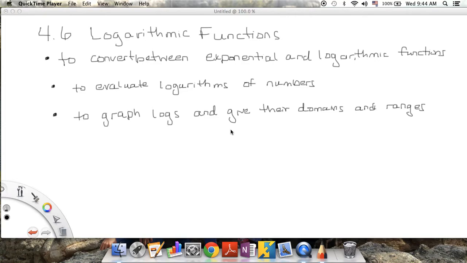So today we're going to talk about logarithmic functions. This is section 4.6 in your book. We're going to talk about converting between exponential and logarithmic functions, and we're going to evaluate logarithms of numbers. We're also going to graph those logs and give their domains and ranges. So the first thing we have to figure out is, what is a logarithmic function?